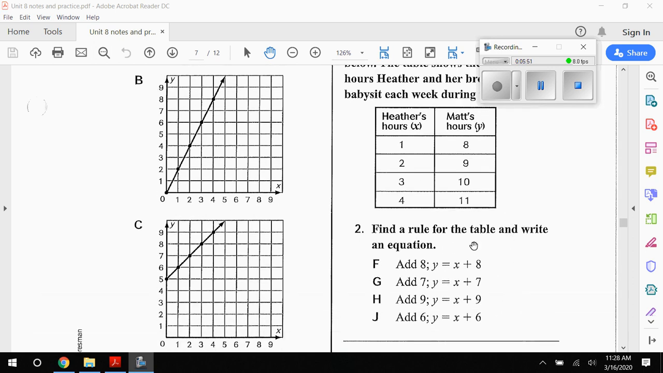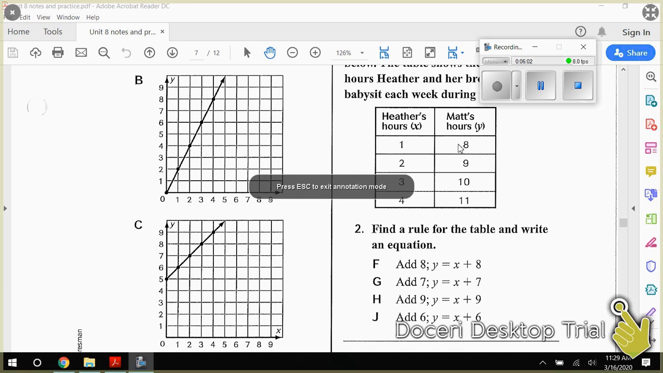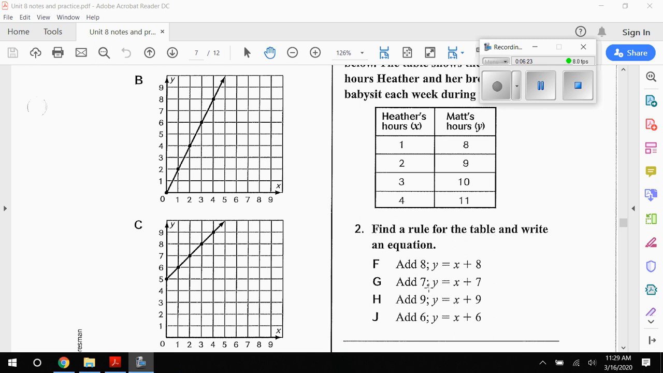So we got to find the rule. This number 2 says find a rule for the table and write an equation. So what are we doing to x? X plus, well, we can go ahead and write that in here. We're doing 1 plus 7, 2 plus 7, 3 plus 7, 4 plus 7, right? That's what we're doing. So what are we doing? Adding 7. X plus 7 equals y. All right? So that's definitely what we're going to do there for number 2.